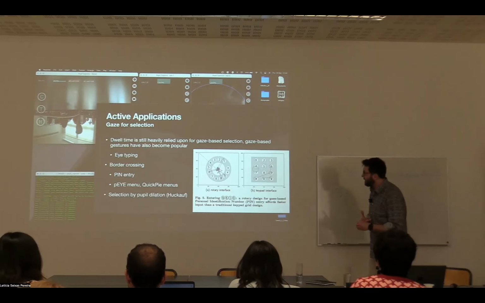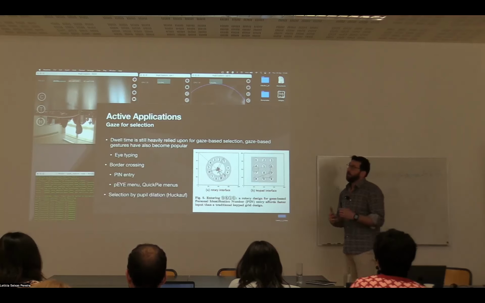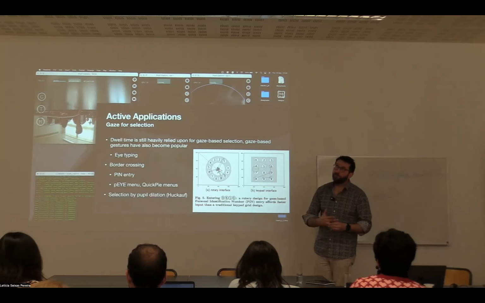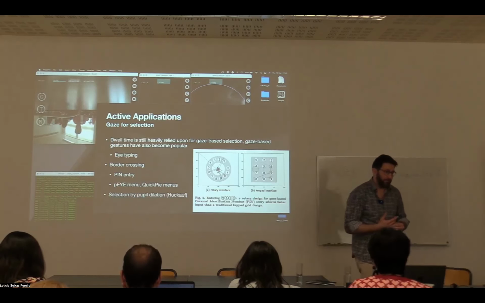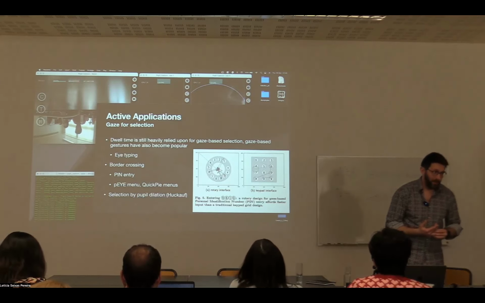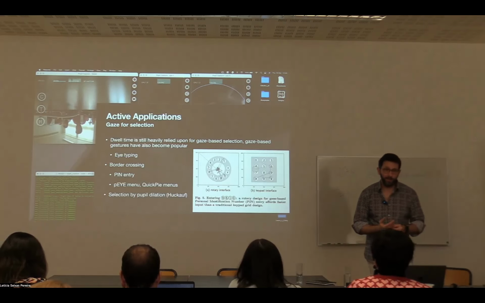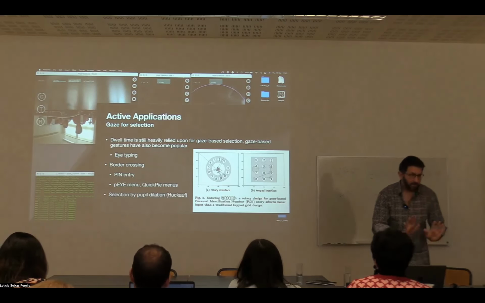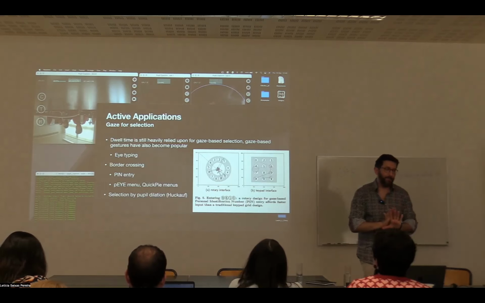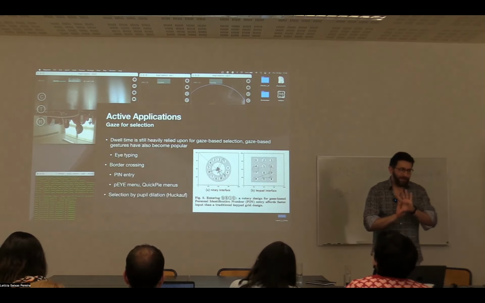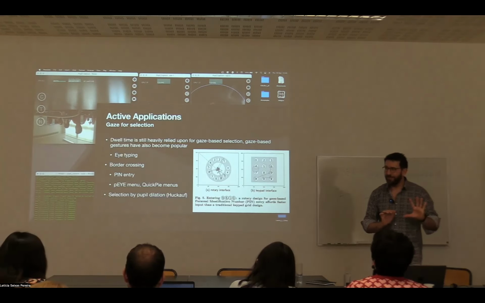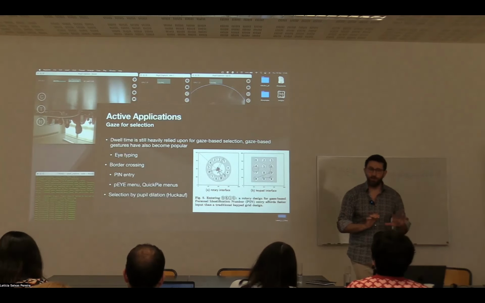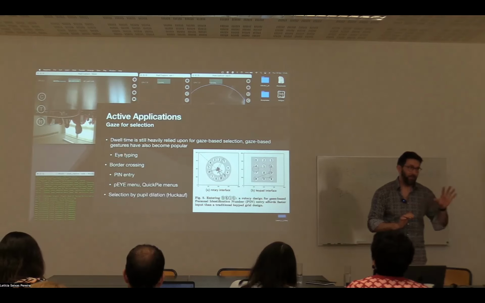Like, for example, gaze selection, and the most popular is the use of dwell time for selecting. I really don't like this slide. I'm sorry, I have to say it, because it's ancient already. It comes from the WIMP world. WIMP is a WIMP approach.